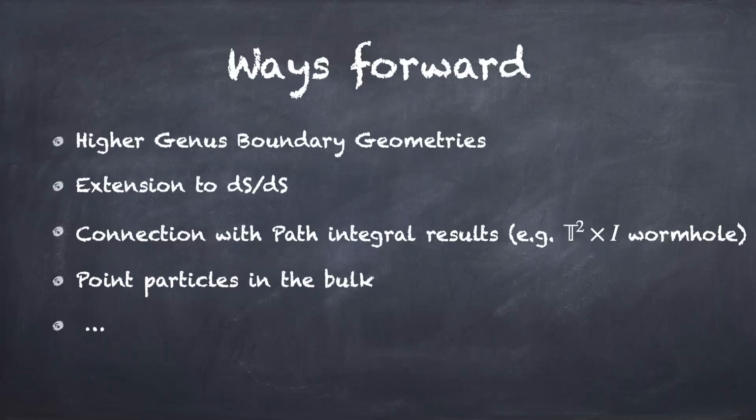There are a number of ways forward that we would like to explore with this kind of technology. One is to consider higher genus boundary geometries. We could also focus on an extension to the dS-dS picture that has been recently formulated by Gorbenko, Silverstein, and Torroba. It's worth noting as well that since there is a description of this system as a radial evolution in the bulk, it may be possible to connect this system to the recent results studying the Euclidean path integral that basically formulates our description of radial evolution as dragging a torus through some interval and describing the boundary degrees of freedom.